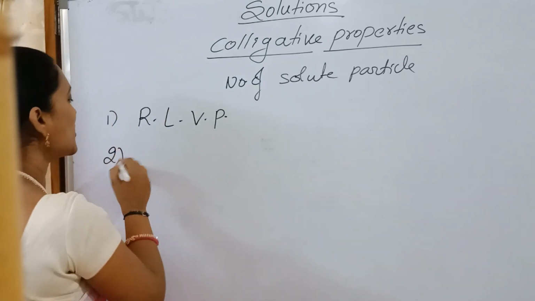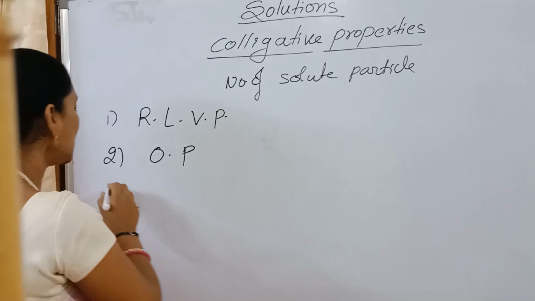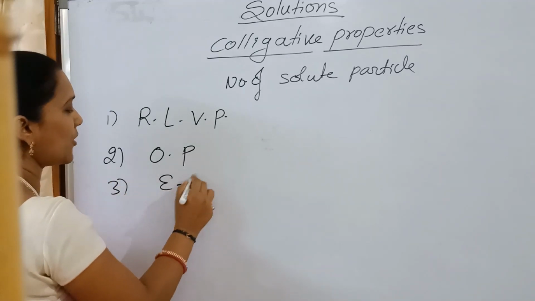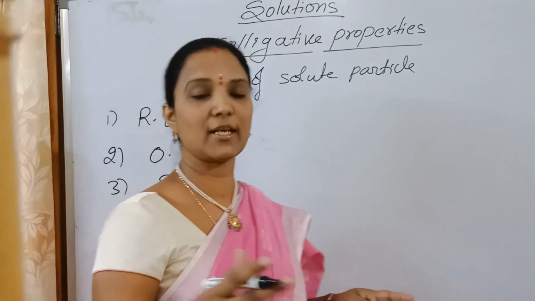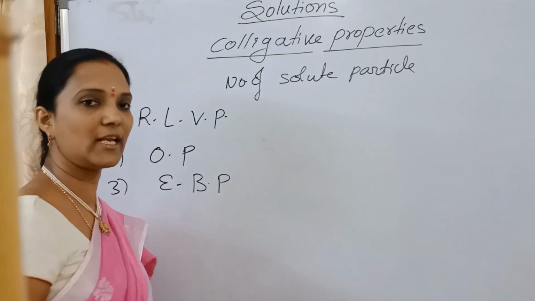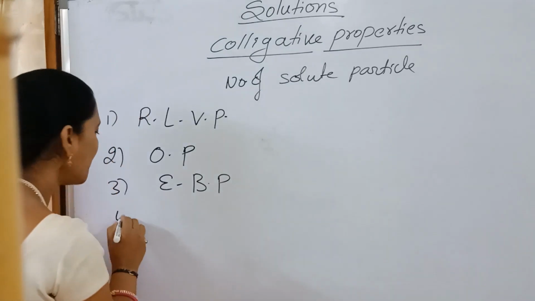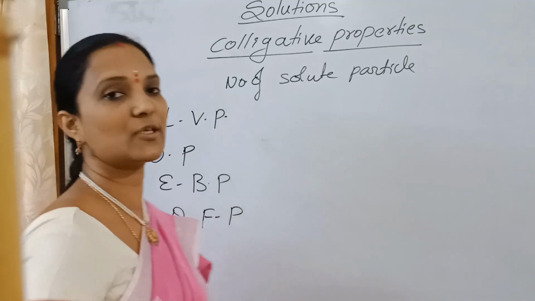Second one is osmotic pressure. And third one is elevation in boiling point. Elevation, nothing but the boiling point increases. How much it increased, that is the elevation in boiling point. And fourth one is depression in freezing point. How much the freezing point decreased?